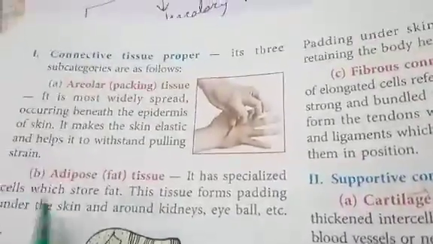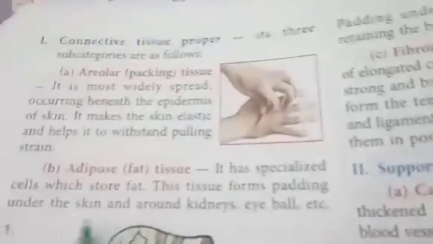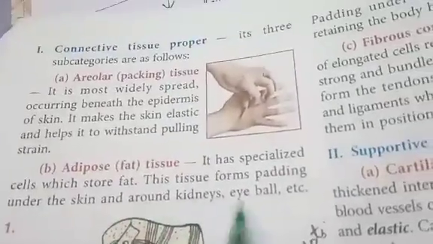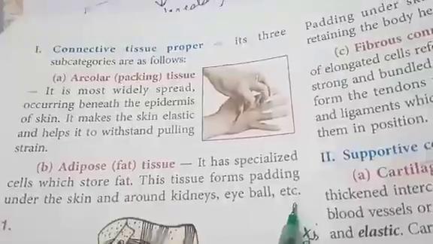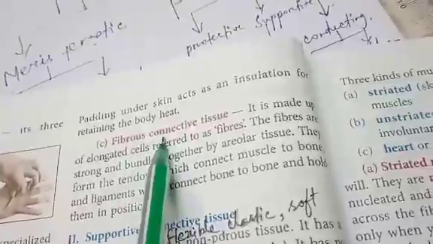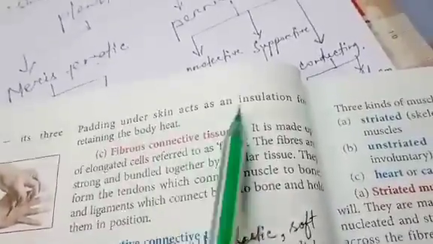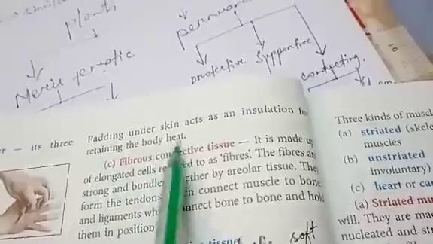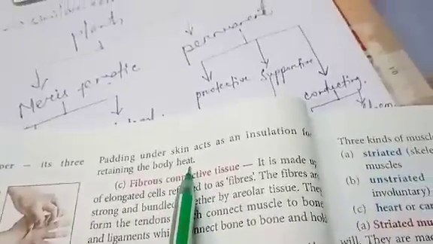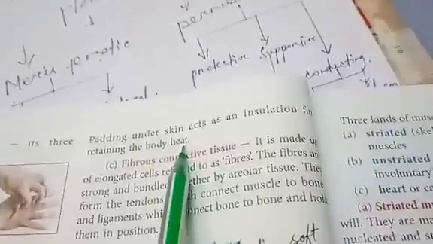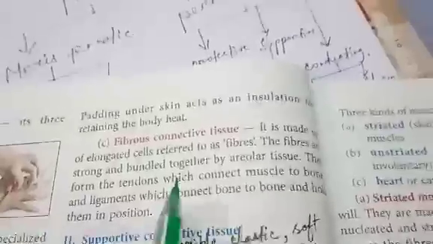Coming to adipose tissue, this is the fat depositing tissue which is present under the skin. This is the location, also around the kidneys and eyeball, and its function is it stores the fat. It also provides padding under the skin and acts as insulation for retaining body heat, so that the heat from our body cannot be released out because of the presence of this adipose tissue.